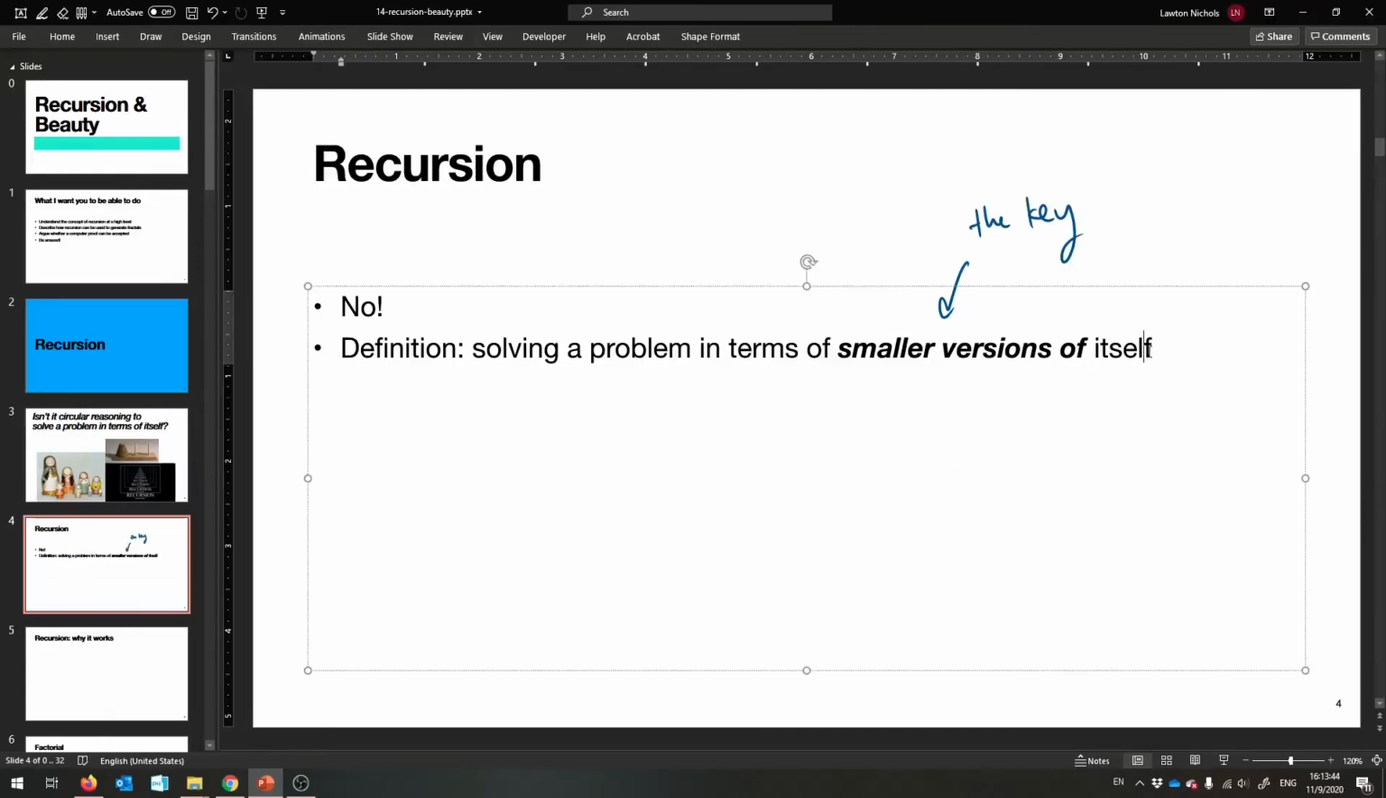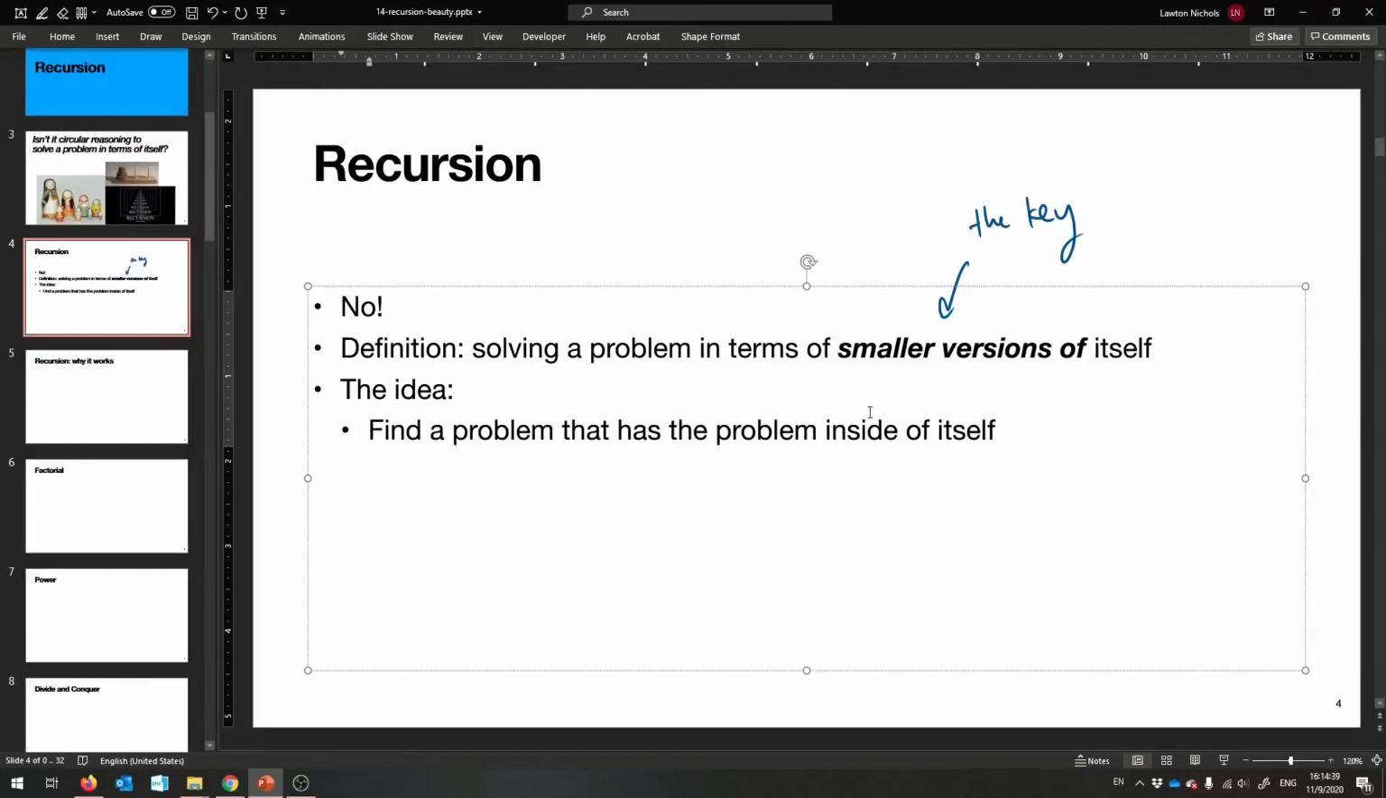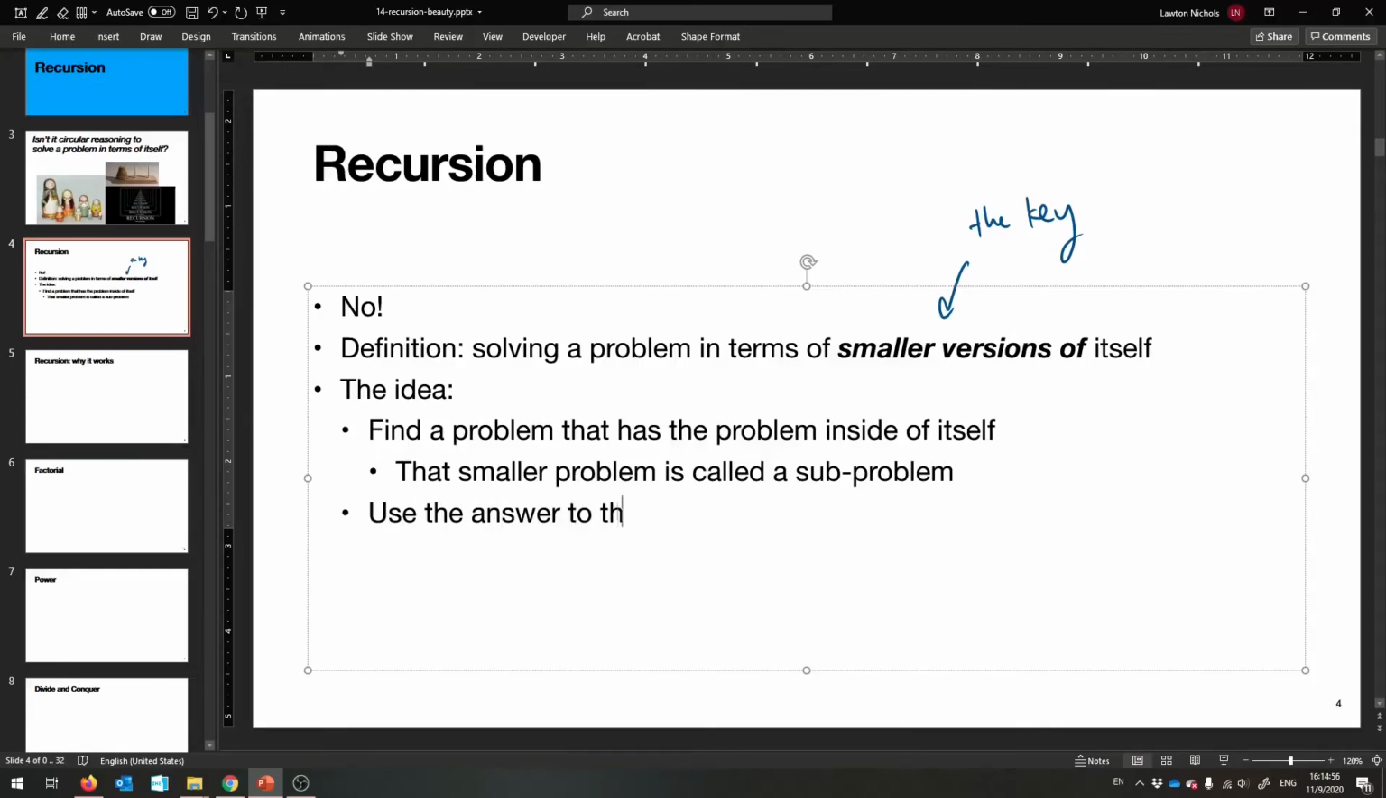So the idea is, in computer science or mathematics, you find a problem that seems to have the problem inside of itself. And I will give you an example. So you find a problem that has the problem inside of itself, and that is called a subproblem. And then you use the answer to that subproblem to solve the whole thing.